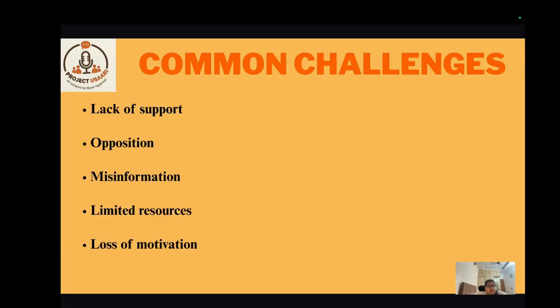And lastly, loss of motivation. People may become discouraged if change takes a long time or obstacles arise in the way of them striving for social change. Again, I don't think there was anything difficult to understand in all of these slides.